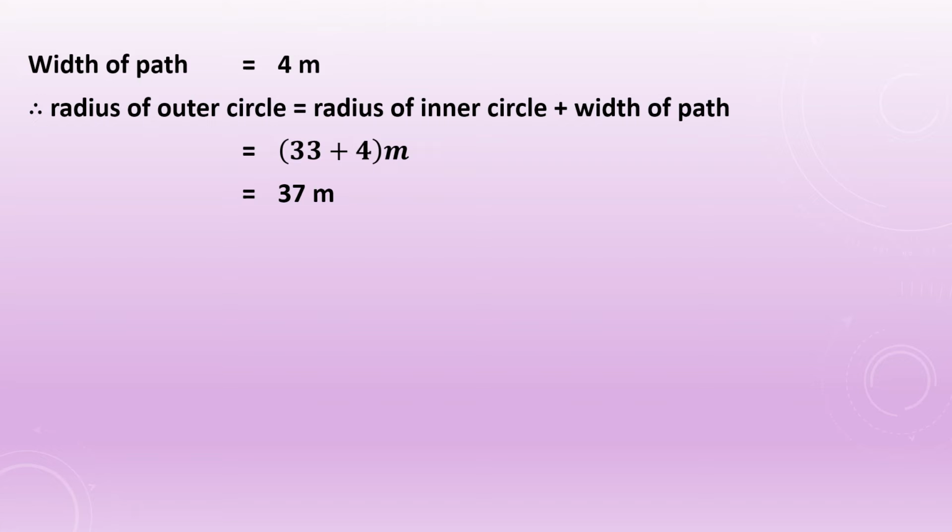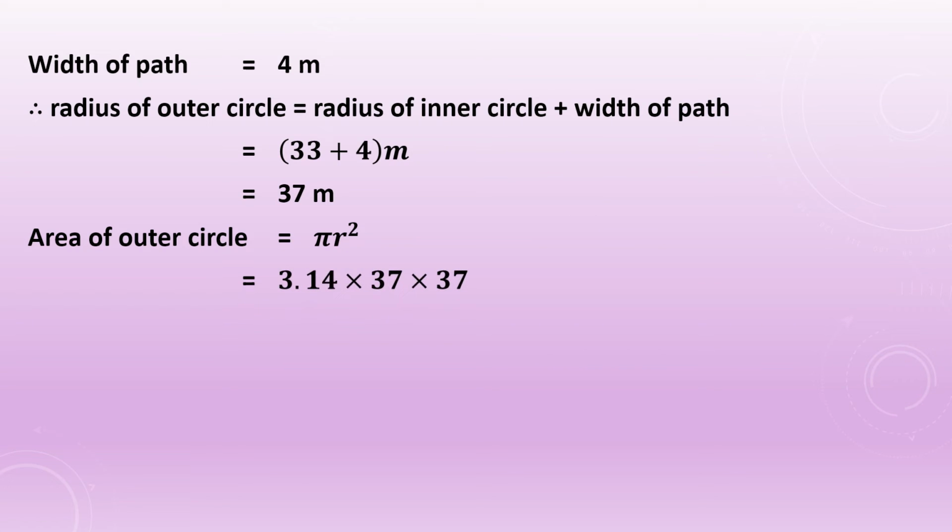Now what we have to find out? Yes, area of outer circle equal to pi r square. Substituting the value 3.14 into 37 into 37. Multiply it and get the answer. Yes, we get the answer as 4298.66 meters square. Now what is the next step? Yes, we have to find the area of the path.